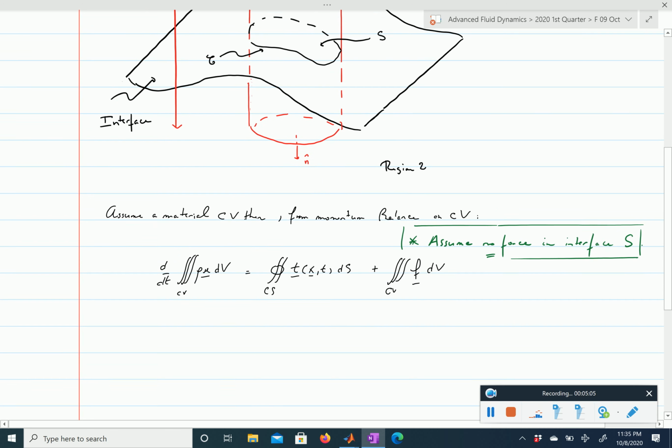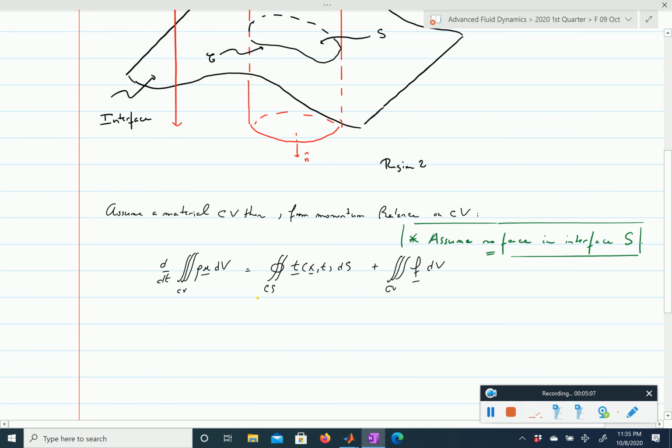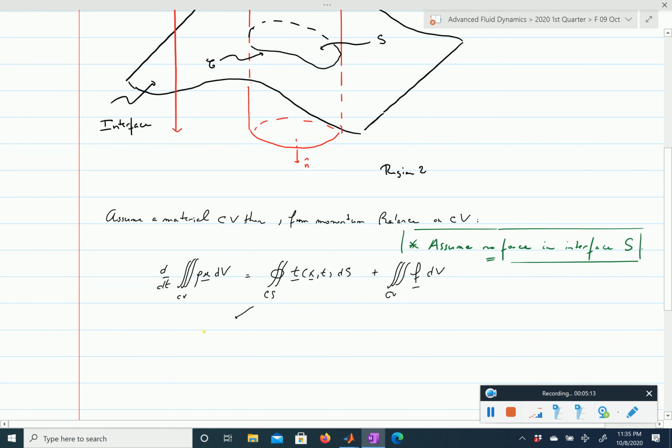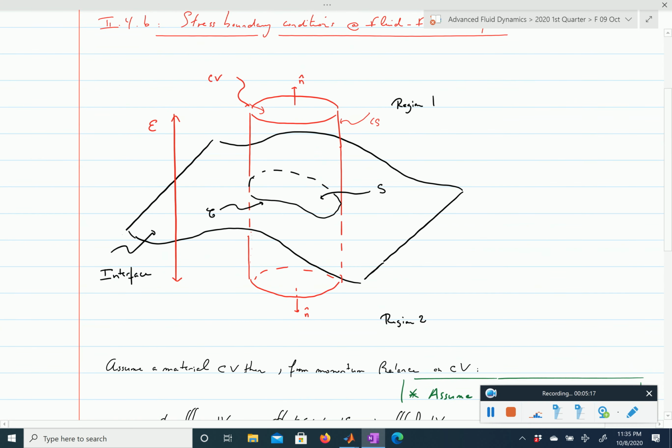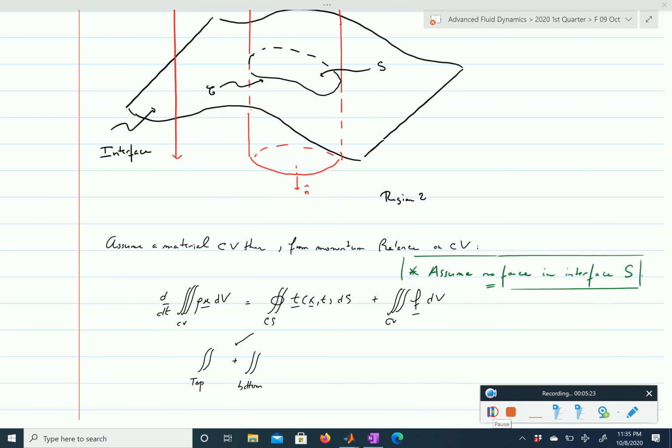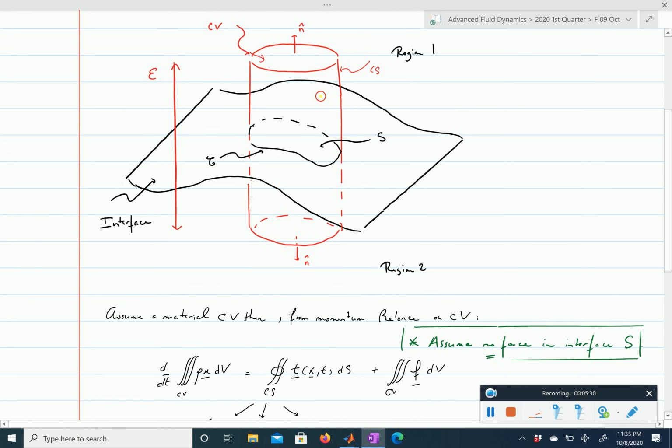So note that this control surface here will be made out of three different surfaces. You will have the top surface, which is this surface here. You will have the bottom surface. And lastly, you have to add the contribution and the integral of the stress vector along the side surface of this red cylinder.